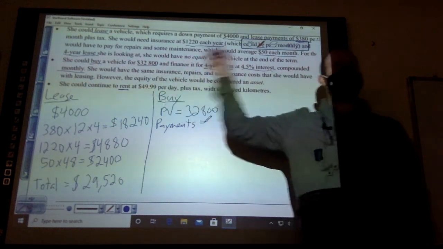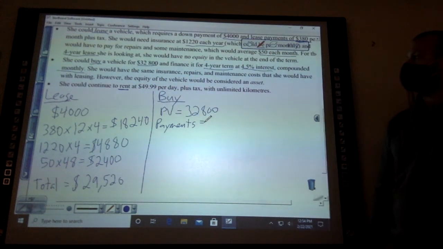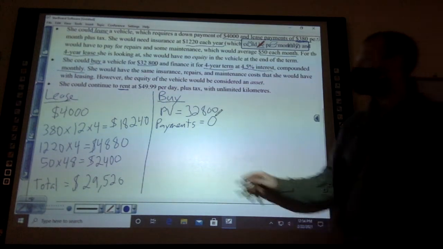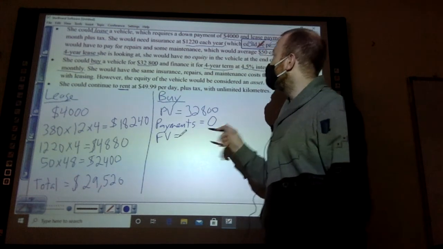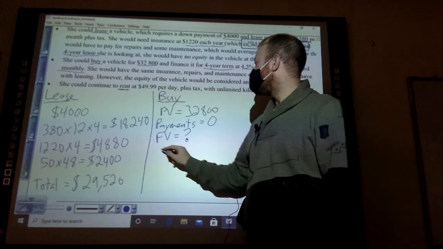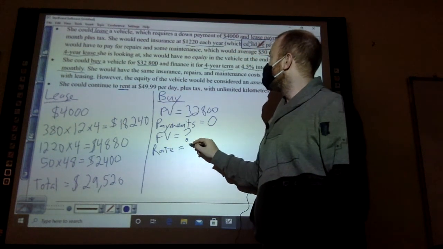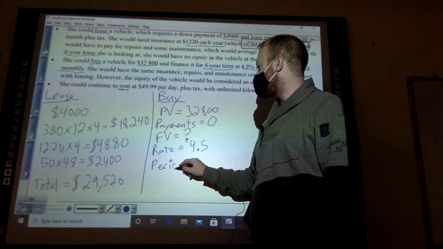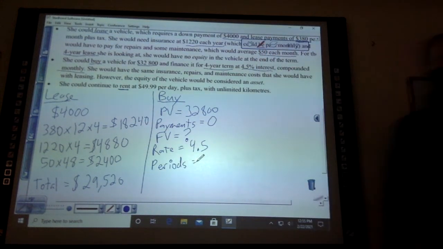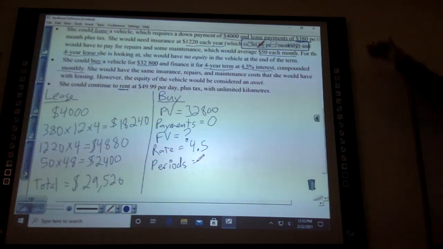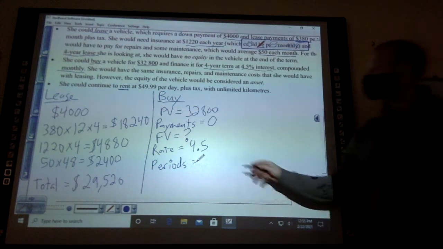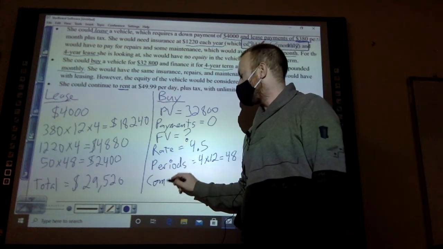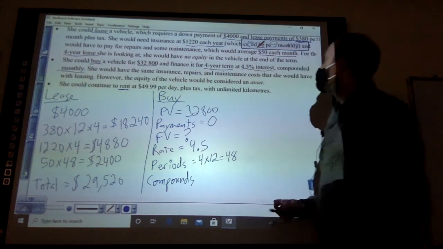This is for renting. This one's the last option. So we'll get to that once we're done the second one here. So she's not making any payments. We're just assuming she's going to pay it all at the end. So future value, this is what we're looking for. We've got a rate of 4.5. What else? Periods. So how many periods do I got in this case? 48 again, yeah. So we got, again, compounded monthly, and it's for 4 years. So I'll just write it out so we can see it, but it's 48. And then the compounds gives us monthly.